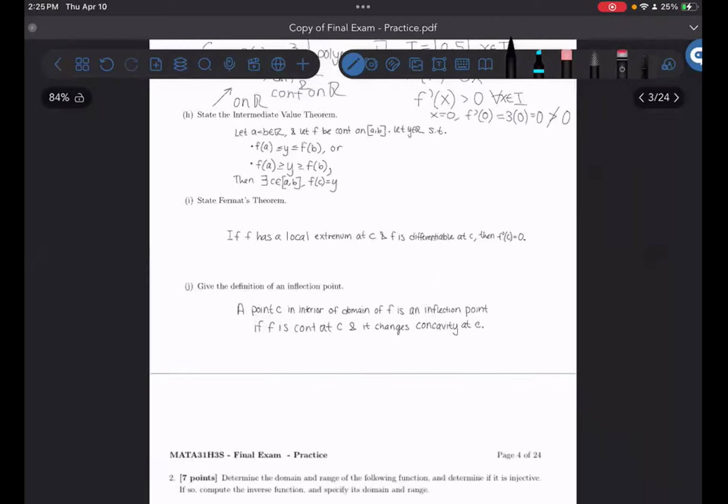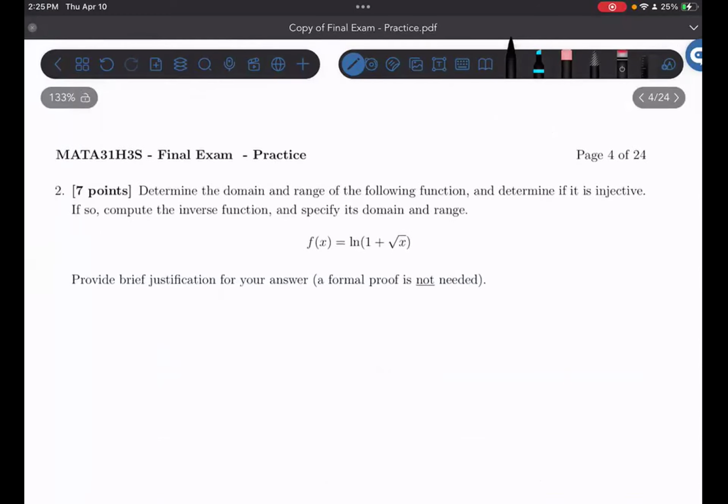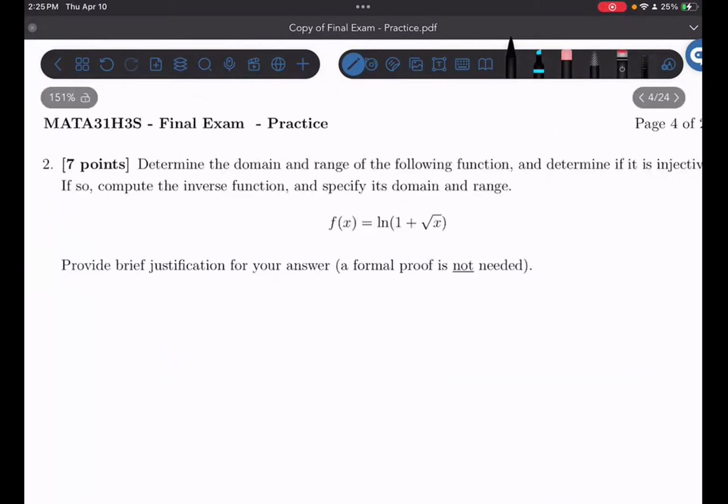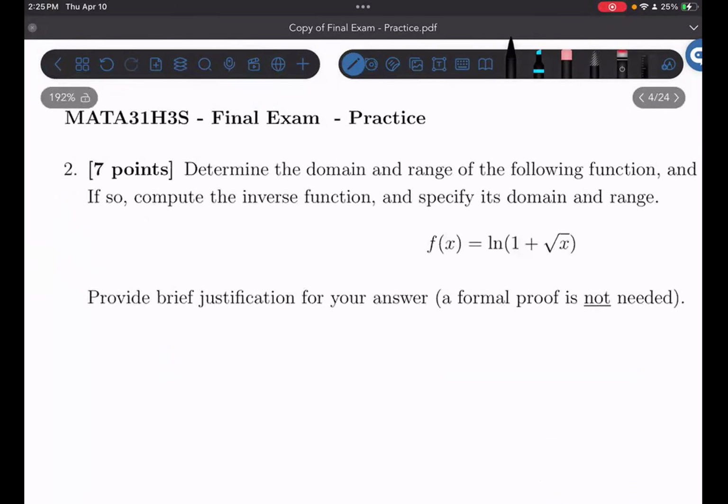Okay, we're going to go to 2. So for 2, we're given some function, and we want to determine the domain and range of the following function, and see if it's injective. And if it is injective, let's compute the inverse and figure out that domain and range. So first, I'm going to find the domain of f because it's the easiest thing to do, I believe.